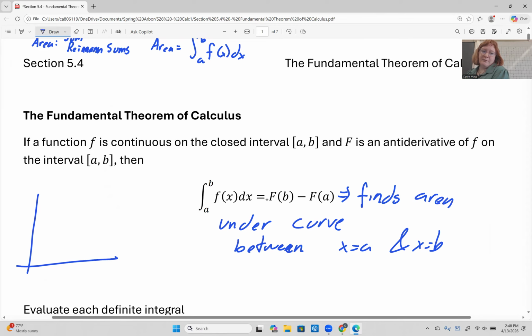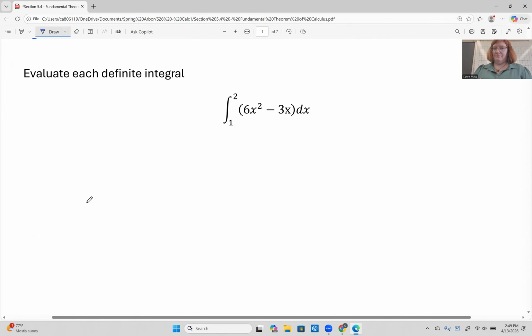So if I'm given some curve f of x and I want to find this area, I can find it by finding the antiderivative and plugging in b and plugging in a. Let's actually look at some examples. If I want to find the area under the curve of 6x squared minus 3x from 1 to 2, it comes down to steps of find that antiderivative, then plug in the bounds.